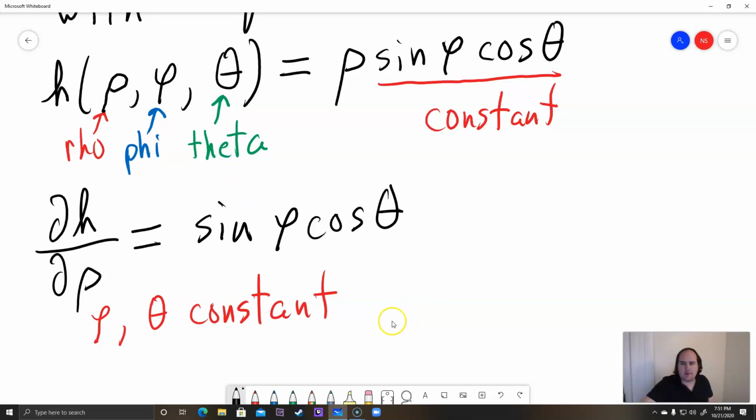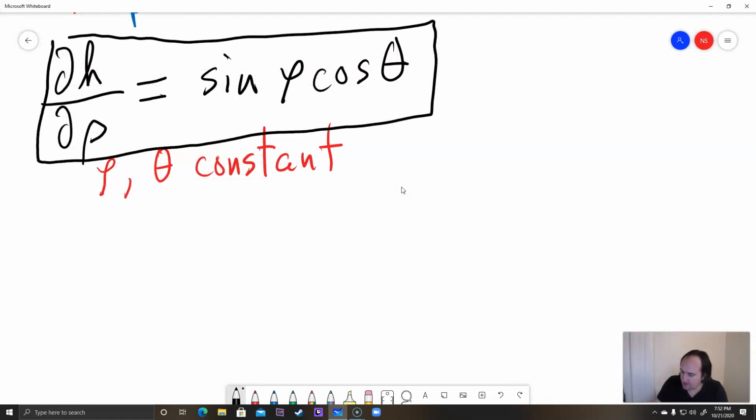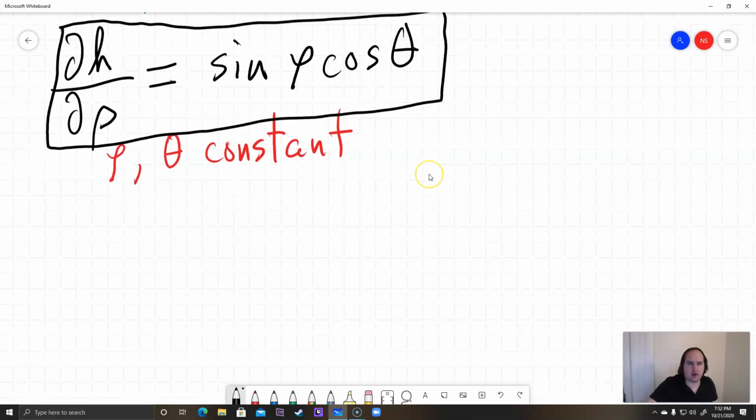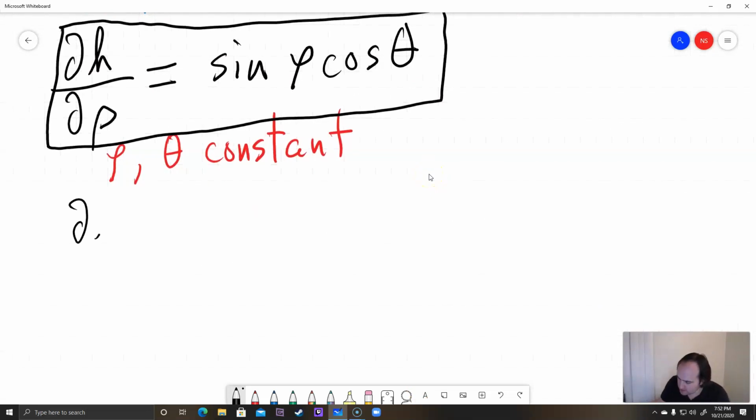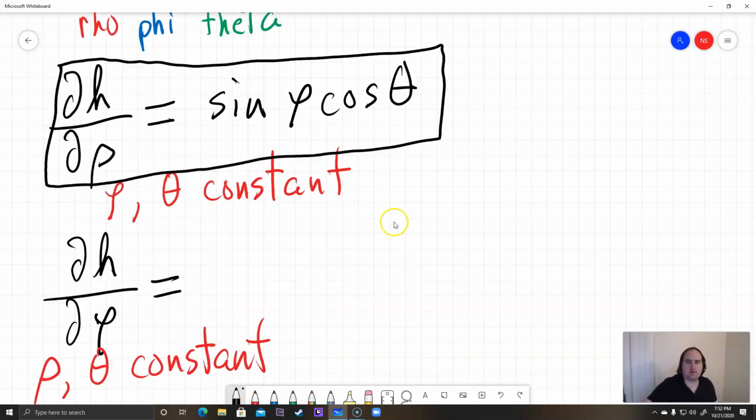Alright, and then to finish this problem, we got to do the other derivatives. So we just found the derivative of h with respect to rho, partial h, partial rho, and now we have to do the other 2 variables. So let's go on to phi. So if we want to find partial h, partial phi, then that means the other 2 variables are going to be constant. So that means rho and theta are both going to be constant. Okay, rho and theta are constant.